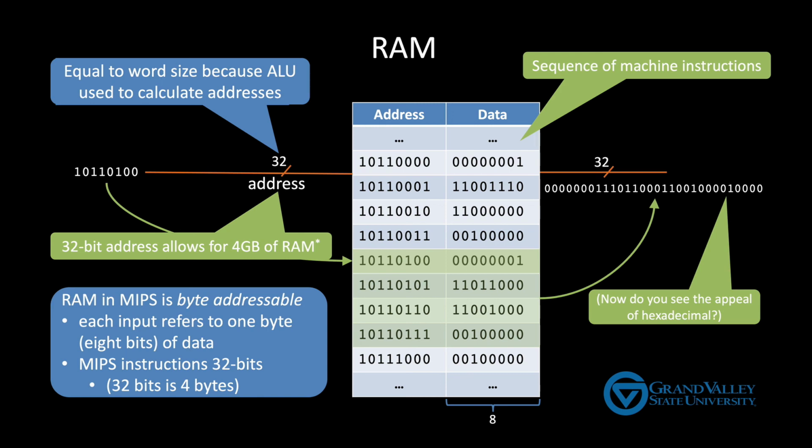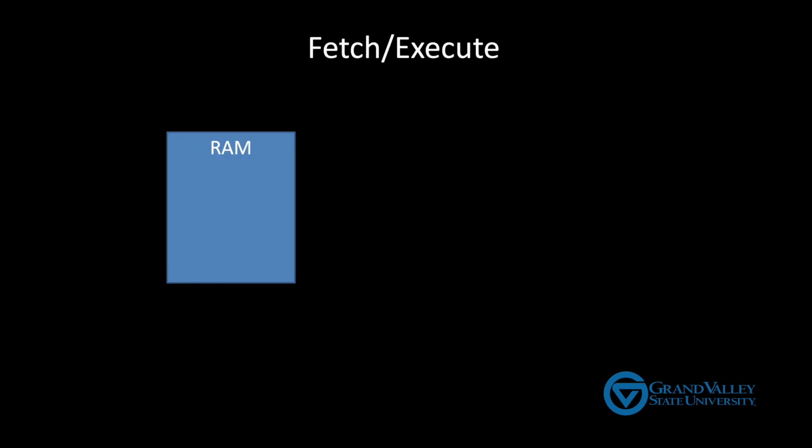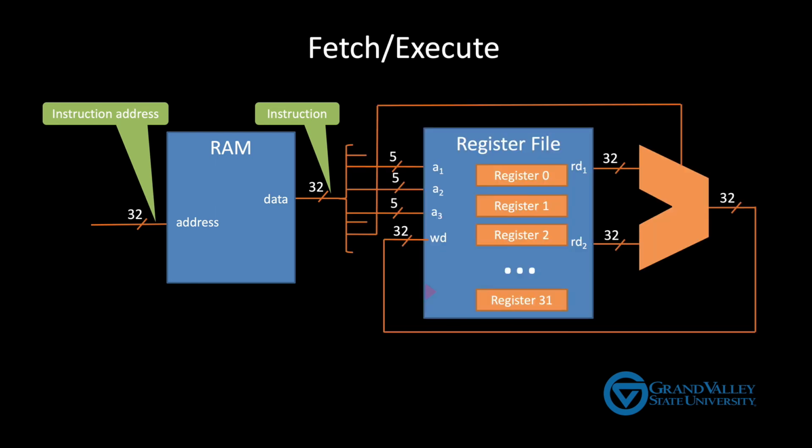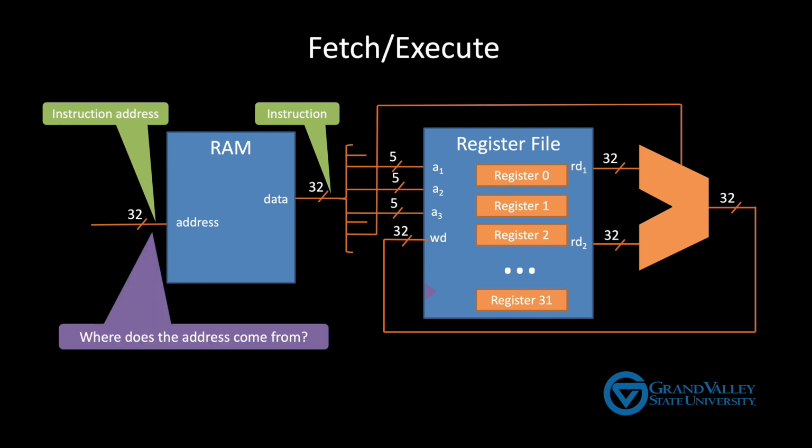Alright, for the rest of the video, I'm going to represent RAM as simply a blue box that has one input and one output. The input provides the address of the desired instruction, and the output contains the instruction itself. To keep things simple, we'll make sure that addresses are always a multiple of 4. Once outside RAM, the instruction is split up and sent to the various CPU components as we saw in the previous video. The question now is, where does this address come from?